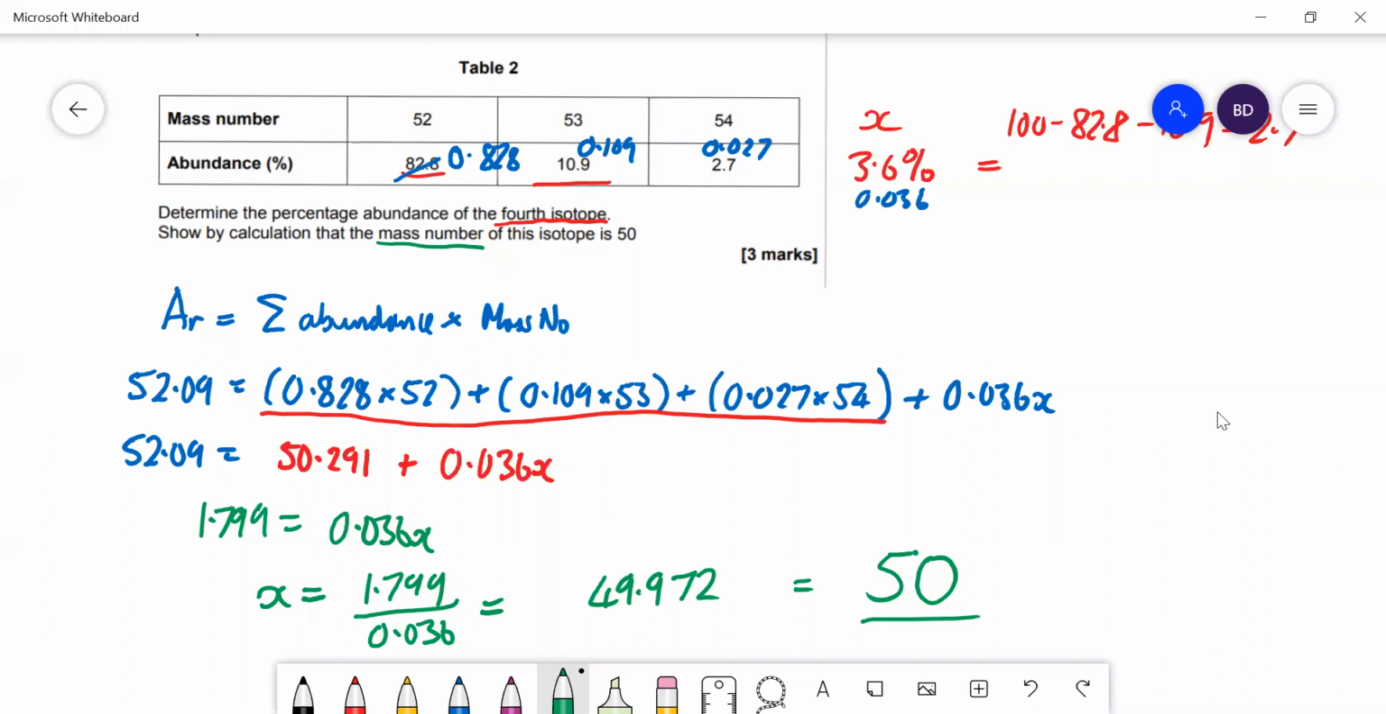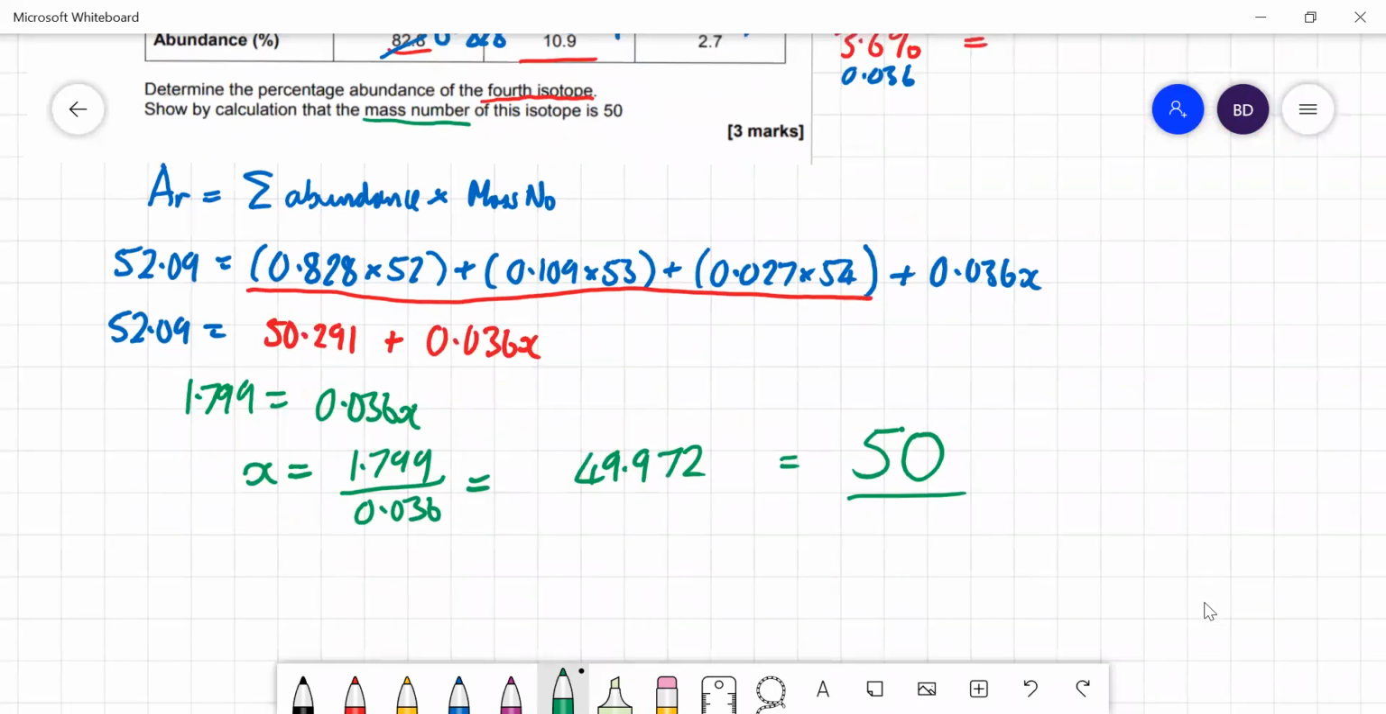There's our answer. Okay, so again, rather than working out the relative atomic mass given the abundance and the mass of the isotopes, you're kind of doing it backwards, which is, they seem to do that more often because it's a bit more difficult. Okay.